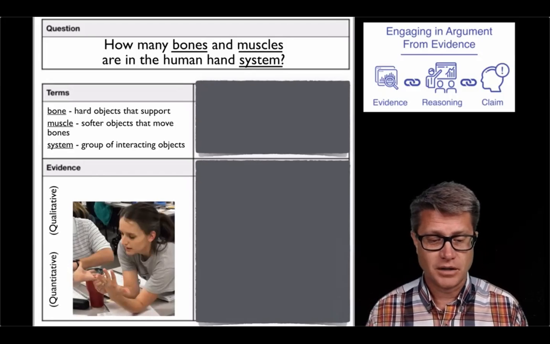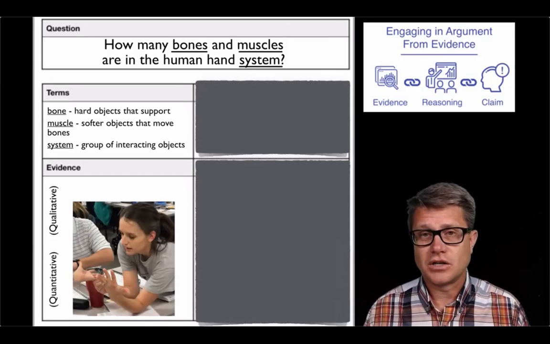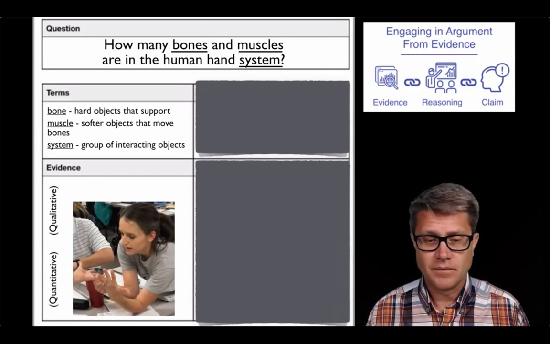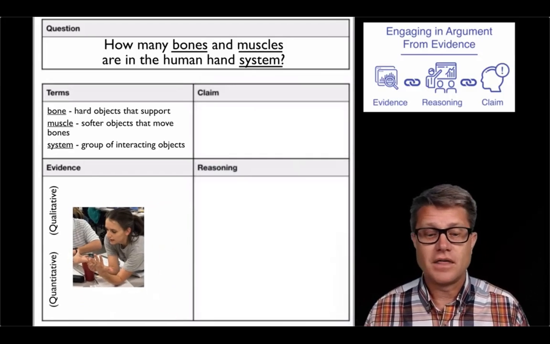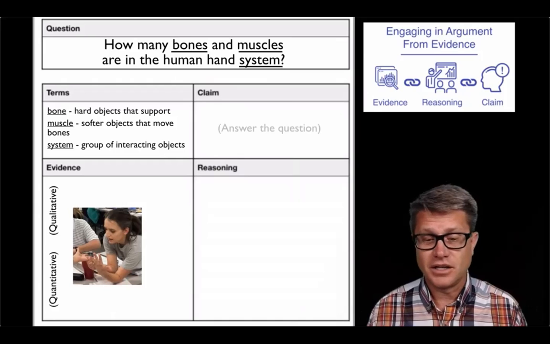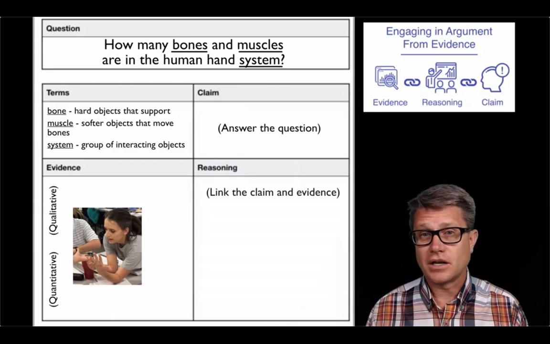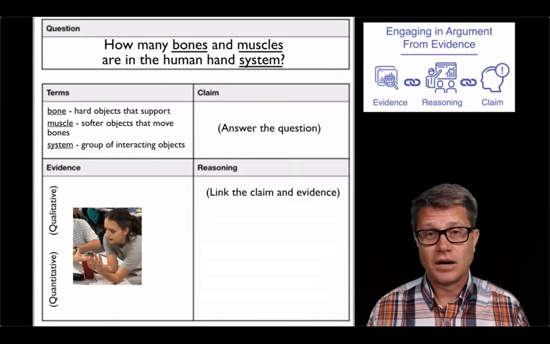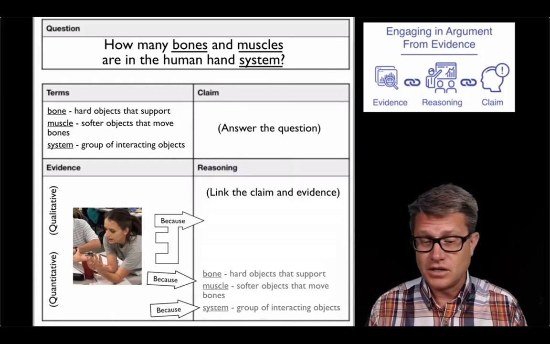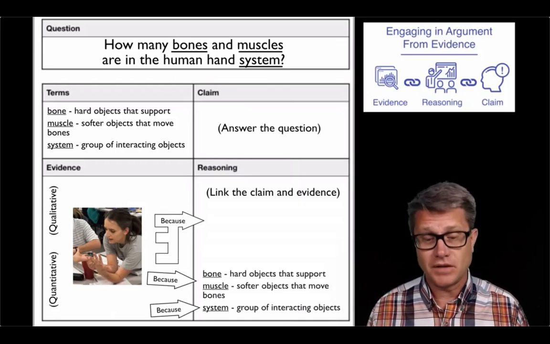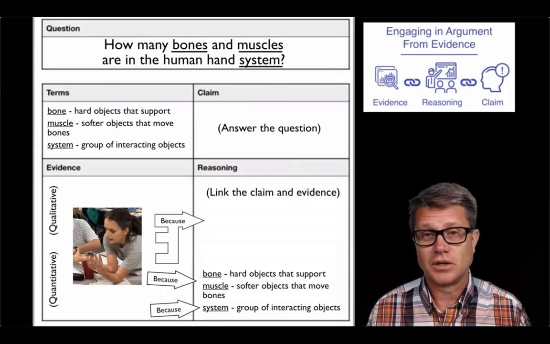This is a picture of some elementary teachers doing this argumentation on the hand, trying to figure out what's on the inside. Once they've gathered all that evidence, then they make a claim, which is essentially an answer to the question, and then they're going to come up with reasoning. So you're going to link the claim to the evidence itself. Now, when you're doing that reasoning, you're going to use these "because" statements from the evidence and tie them to those definitions. This is where those definitions become really important.